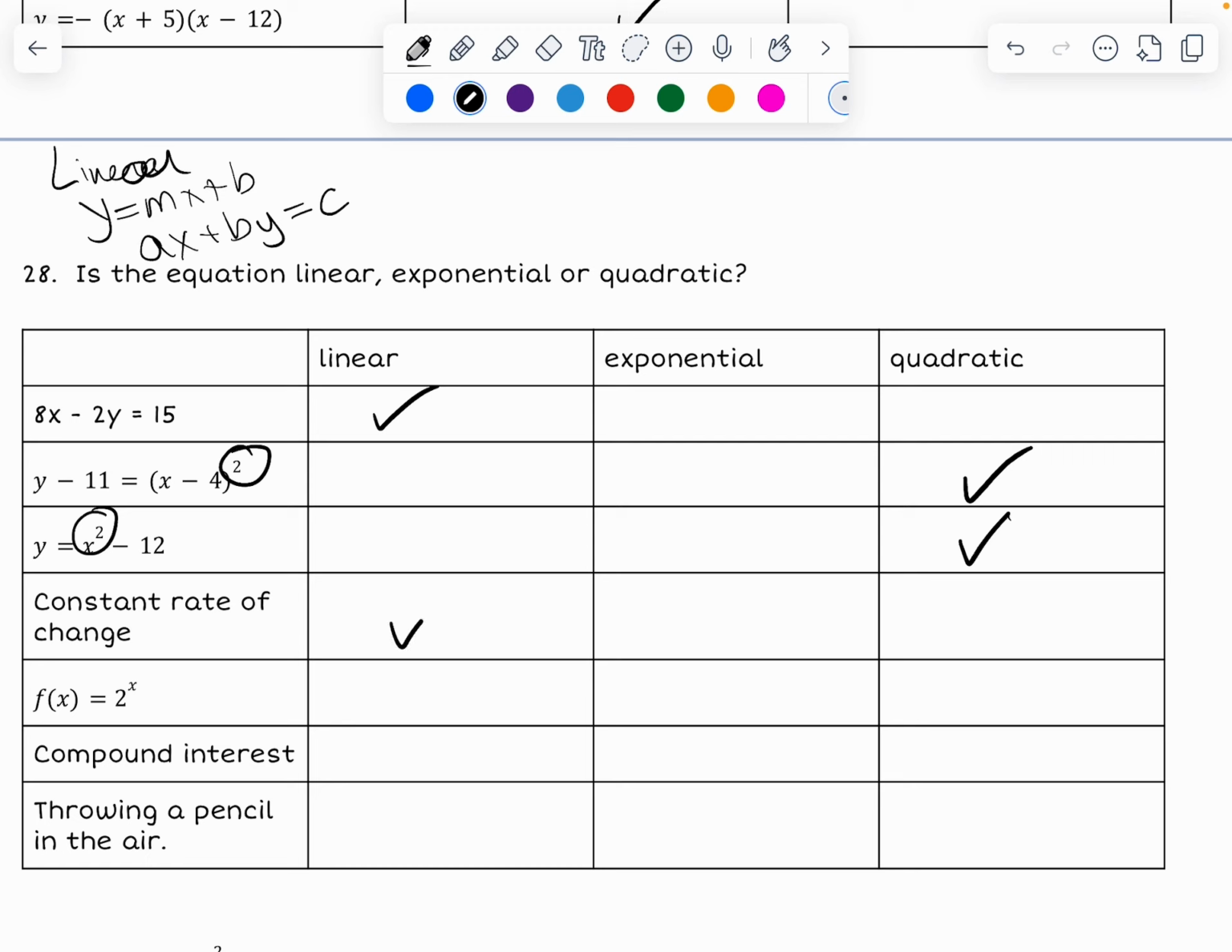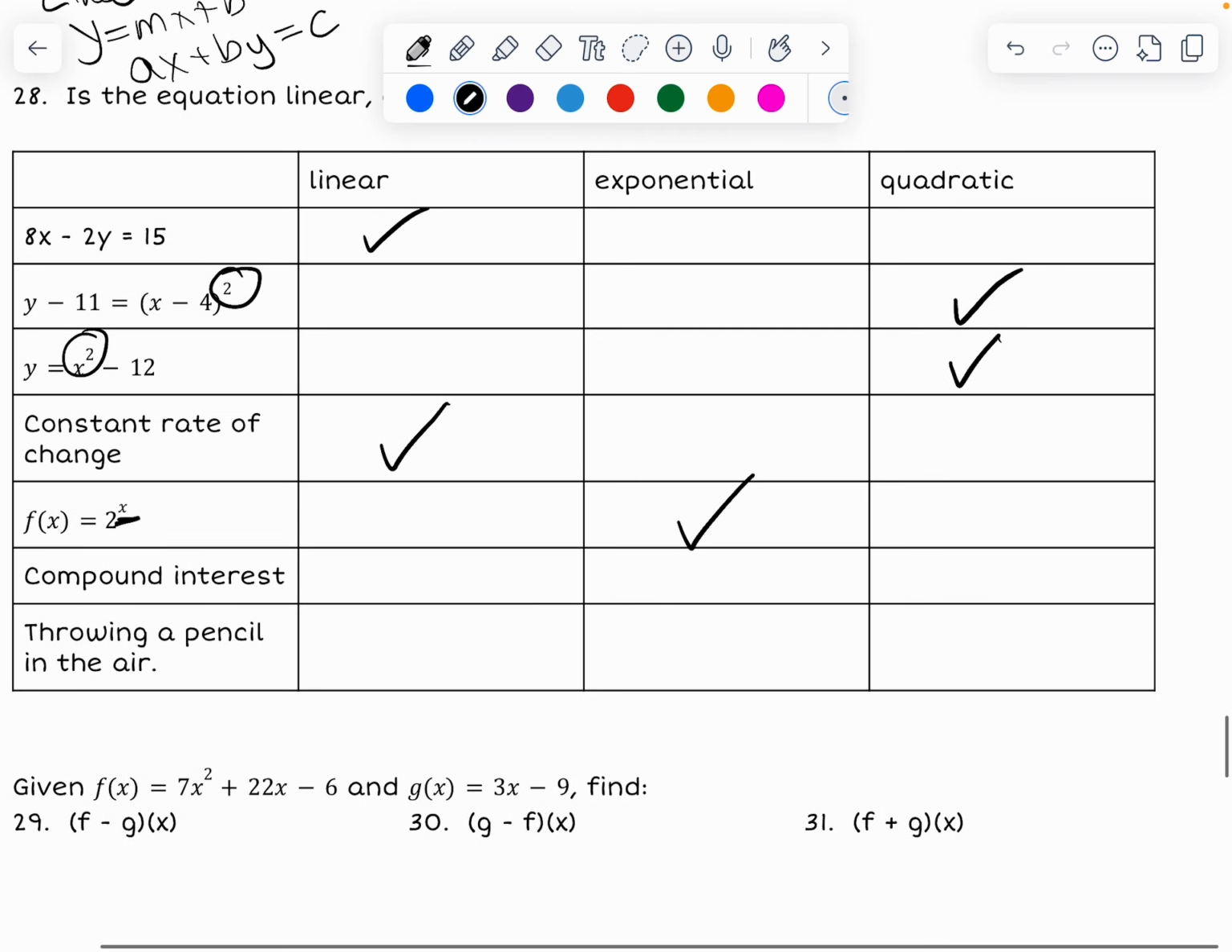Constant rate of change, that's linear. This has an exponent that is a variable, so that means it's exponential. Compound interest is exponential. Throwing a pencil up in the air, so if I throw it in the air, doesn't it have to come back down? So that means it's quadratic.